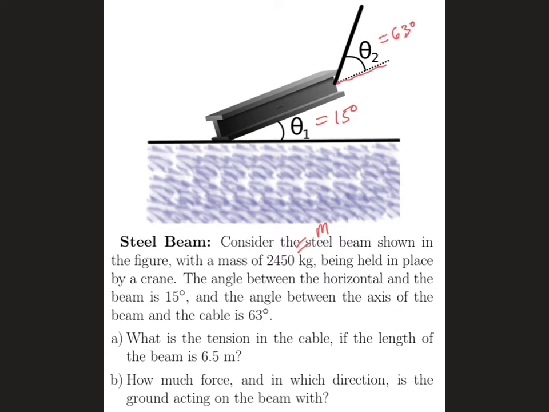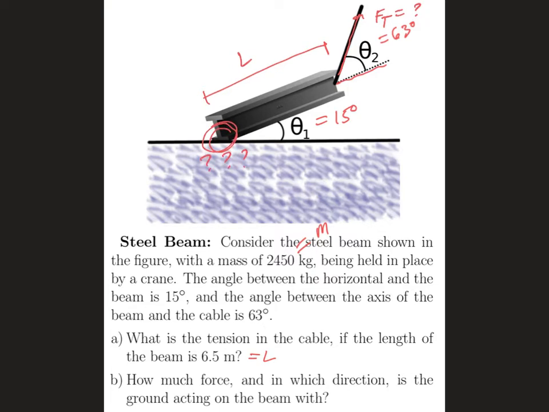So this crane is like lifting one end of the beam, and the other end is stationary on the ground. First thing we want to know is what the tension in the cable is. If the length of the beam is 6.5 meters, so I'm going to call that length L and just indicate on the figure what that is. That is there. We're looking for the tension in the rope, so that's the first unknown we have. And then we want to know how much force and in what direction the ground is acting on the beam with, and I'm just going to put some question marks around there.